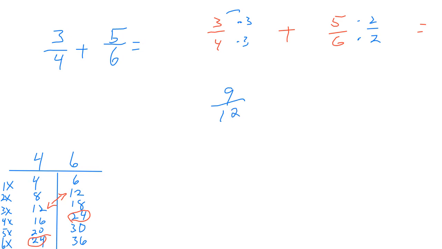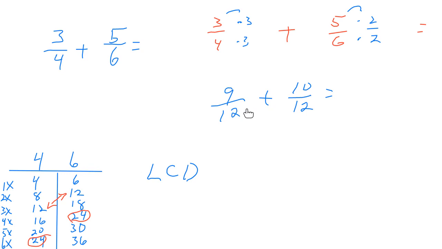So 3 times 3 is 9. 4 times 3 is 12. Plus 2 times 5 is 10. 2 times 6 is 12. So now I have the least common denominator, or the LCD. LCD means least common denominator. That's the smallest denominator for these two denominators.